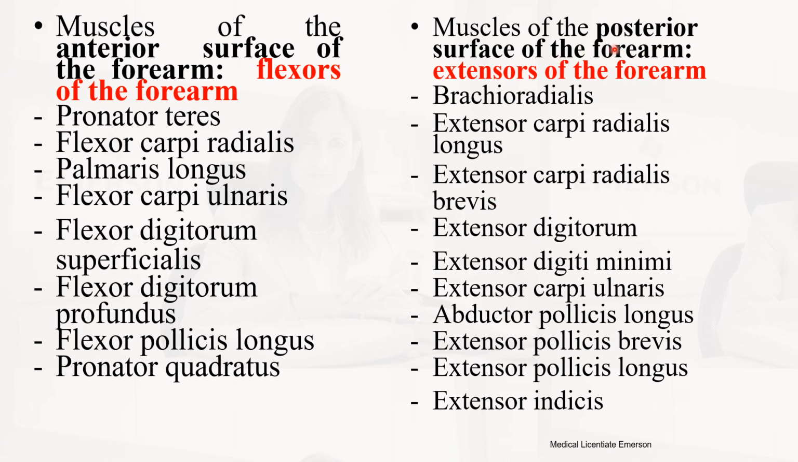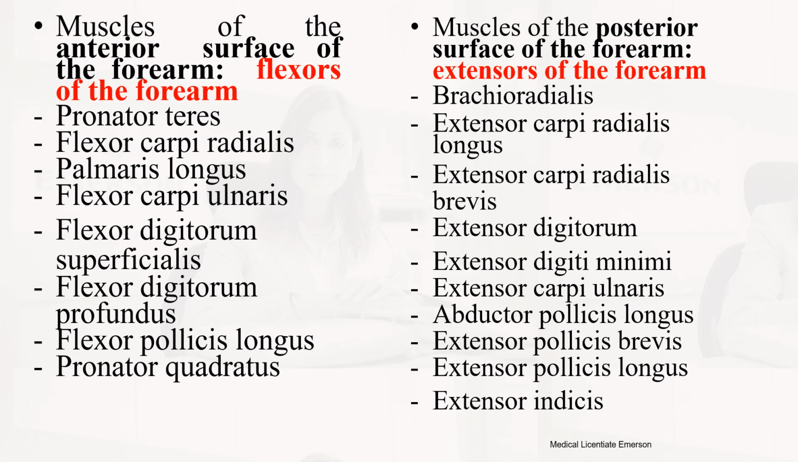Okay, then you have muscles of the posterior surface of the forearm, which are the extensors of the forearm. You have the brachioradialis, the extensor carpi radialis longus, the extensor carpi radialis brevis, the extensor digitorum, extensor digiti minimi, the extensor carpi ulnaris, then the abductor pollicis longus, then the extensor pollicis brevis. Then you have the extensor pollicis longus, then the extensor indicis.